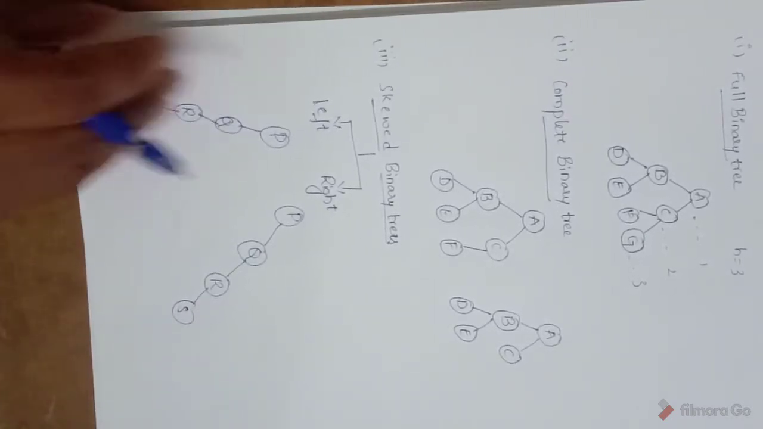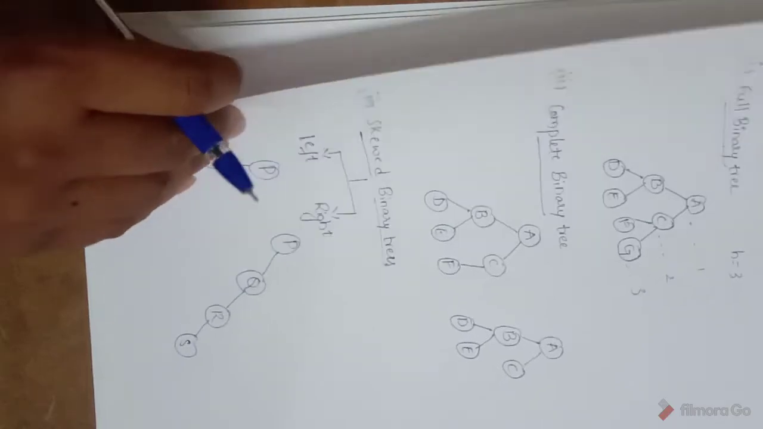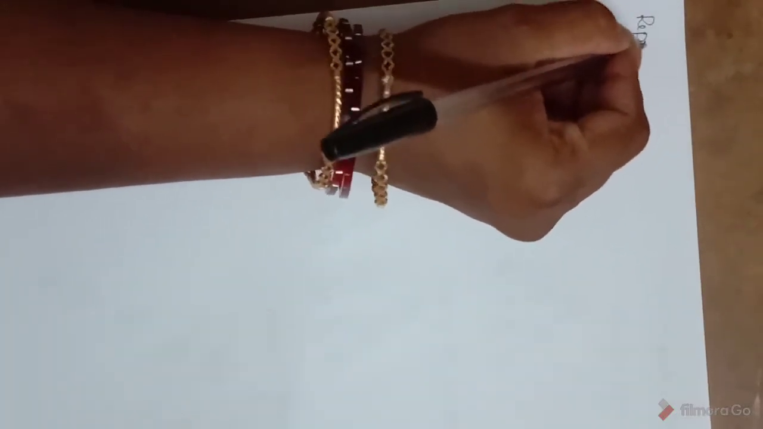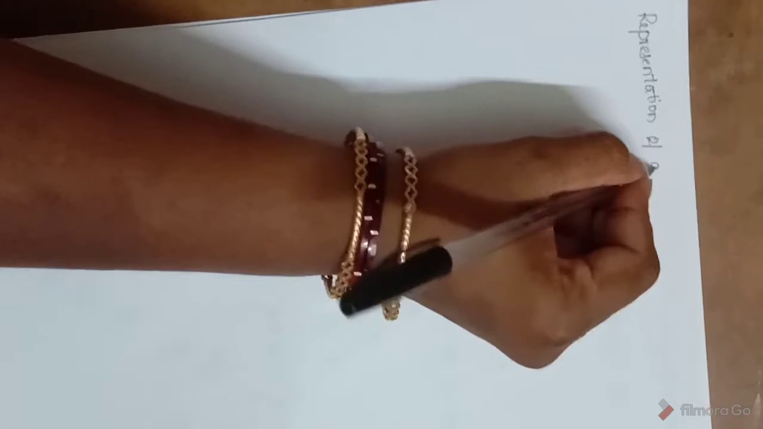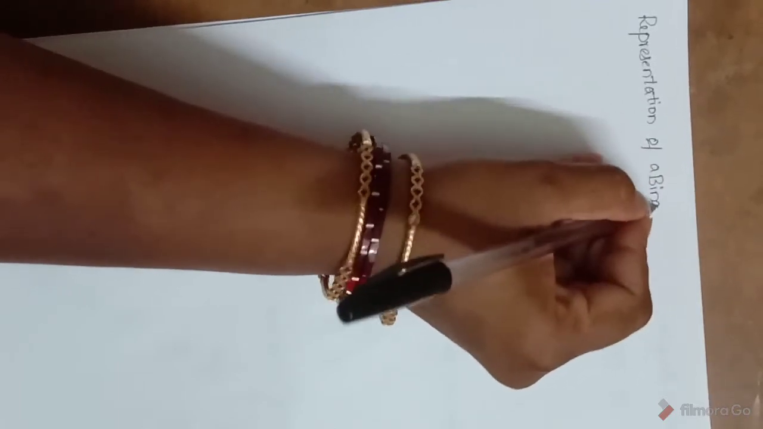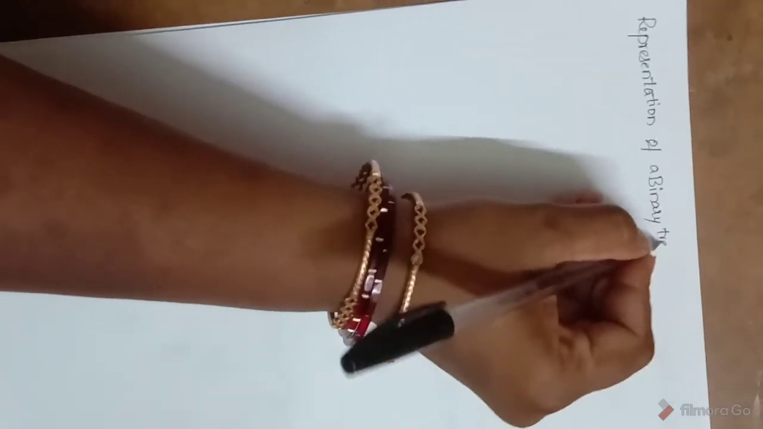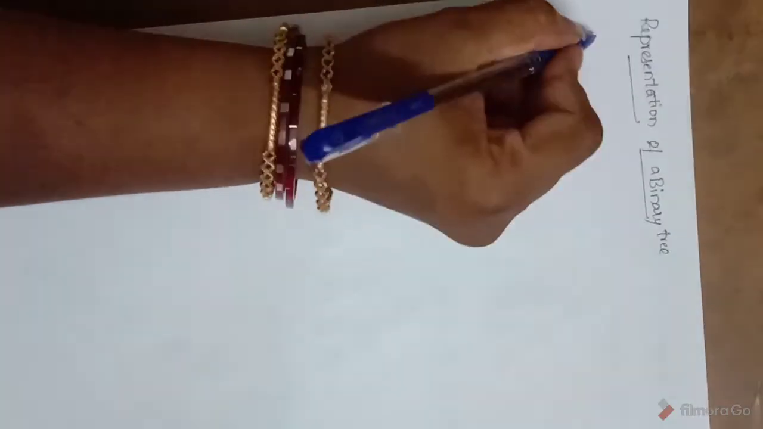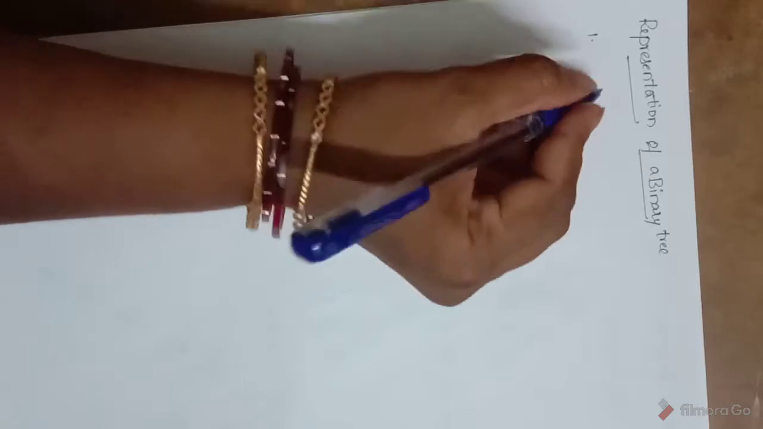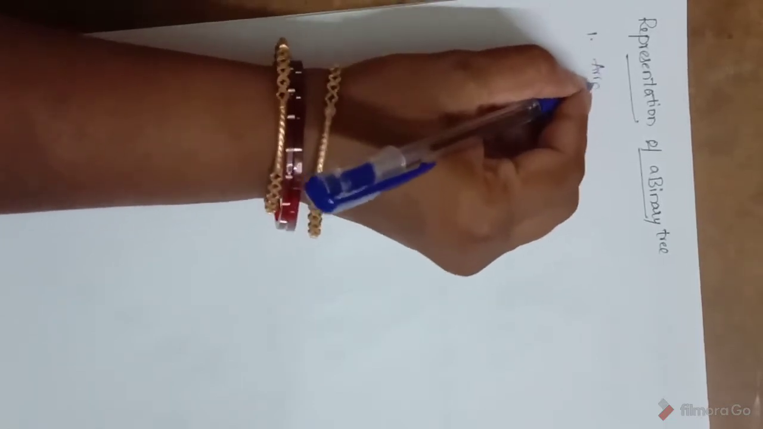Next we are moving with the representation of the binary tree. We can represent the binary tree in two ways. Representation of a binary tree. We can represent a binary tree in two ways. One is using array representation.